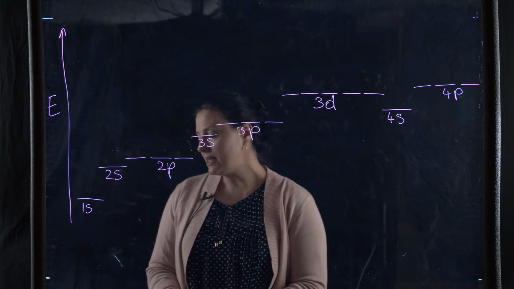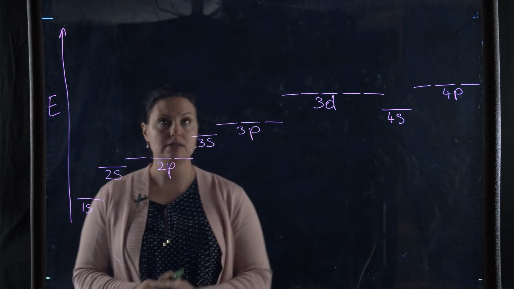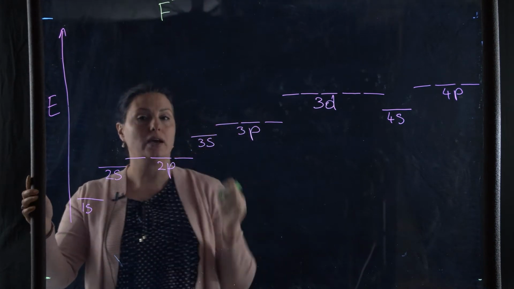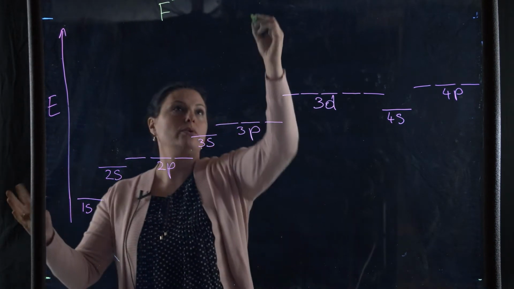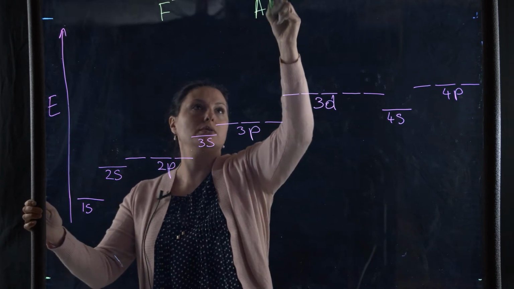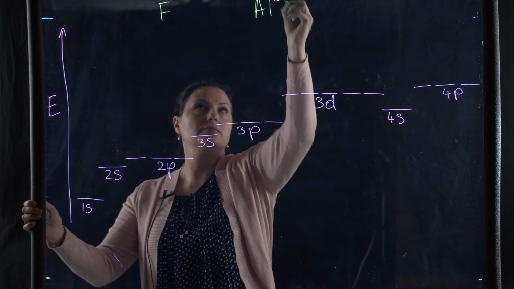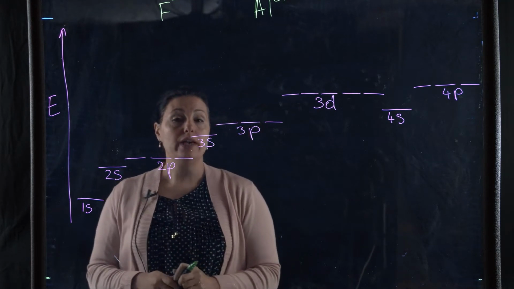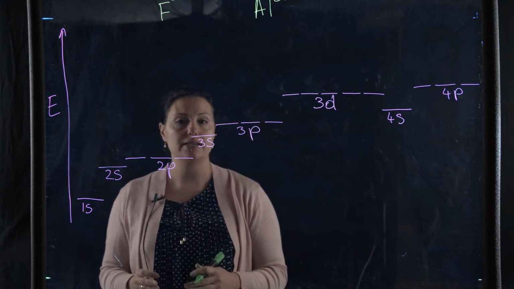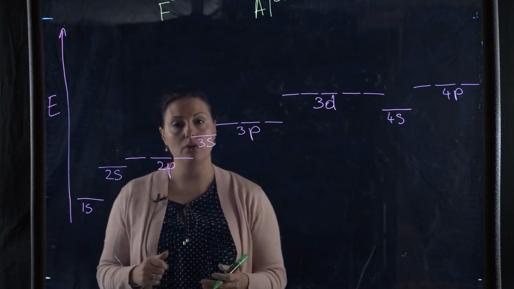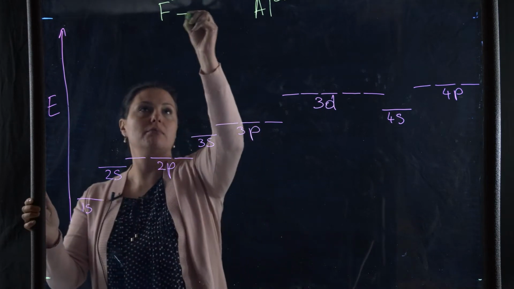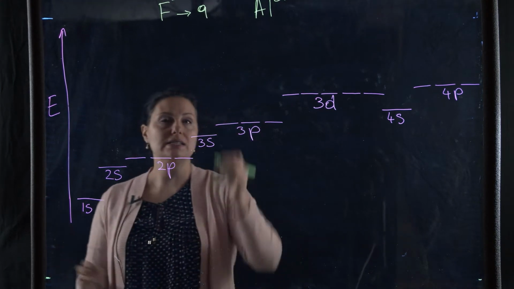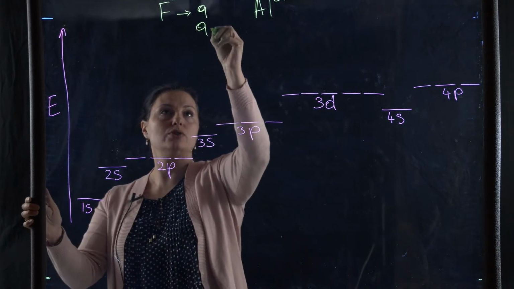Okay, let's take a look at two ions. We have the fluoride anion, and then we will also do aluminum 3+. Okay, if I look up fluoride in the periodic table, I'll see that it is element number 9, which means that I have 9 protons.